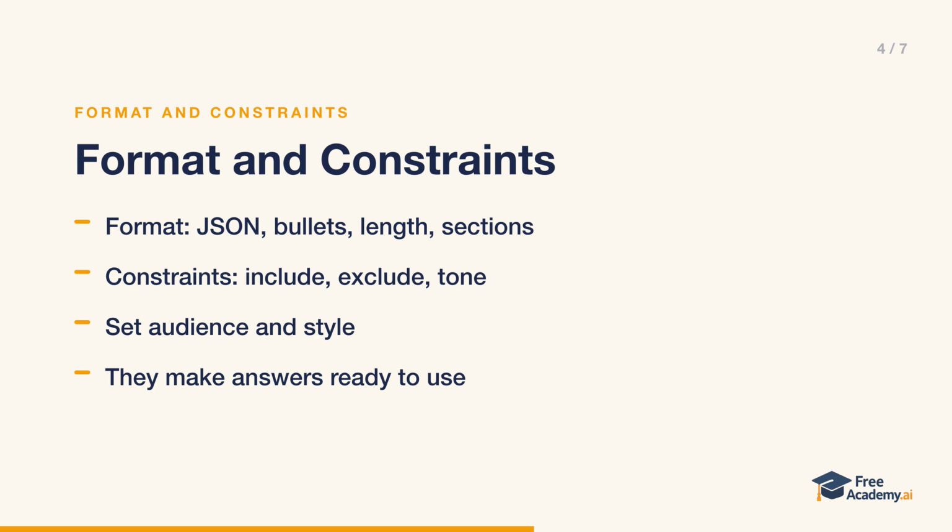Constraints are your rules and limits. They cover what to include or exclude, the tone and style you want, and who the audience is. For example, you could say, keep it under 150 words, avoid jargon, or write for complete beginners. Together, format and constraints turn a decent answer into one you can actually use without editing. With all 5 components in mind, let's see what goes wrong when they're missing.